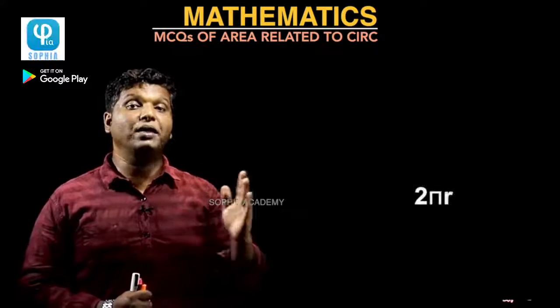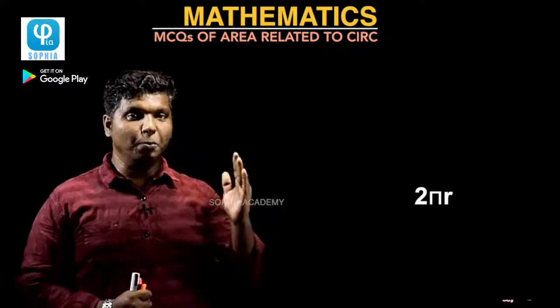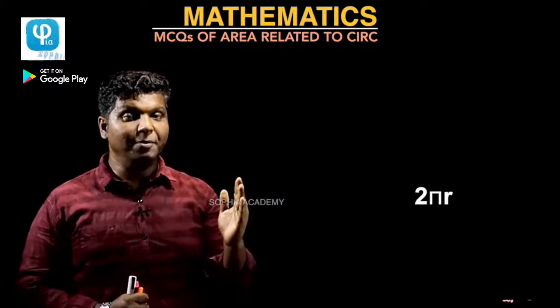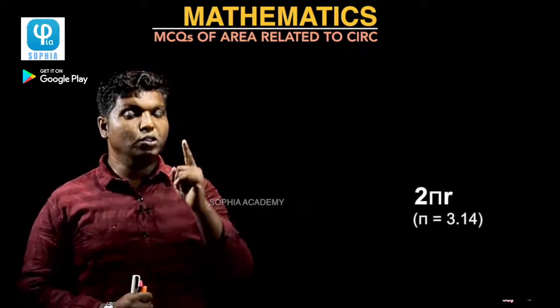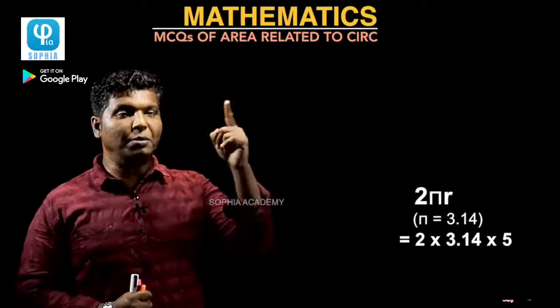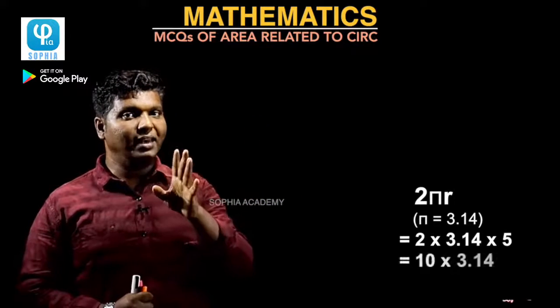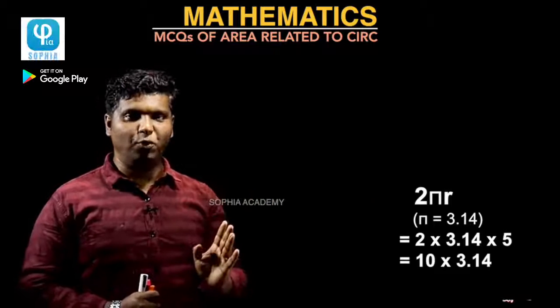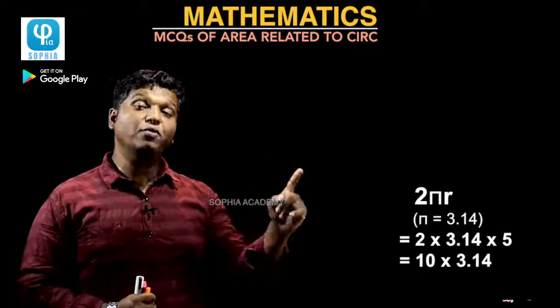The equation is 2 pi r. 2 into pi into r. What is pi? It is 3.14. So 2 into 3.14 into 5, because here r is 5. So tell me, 5 2s are 10. So 10 into 3.14. 3.14 into 10.